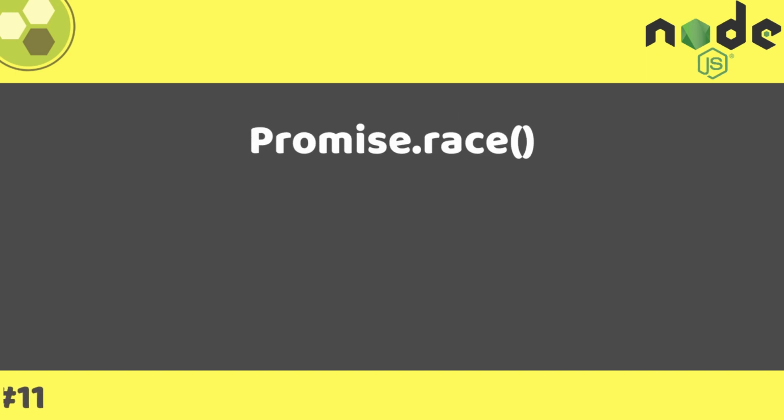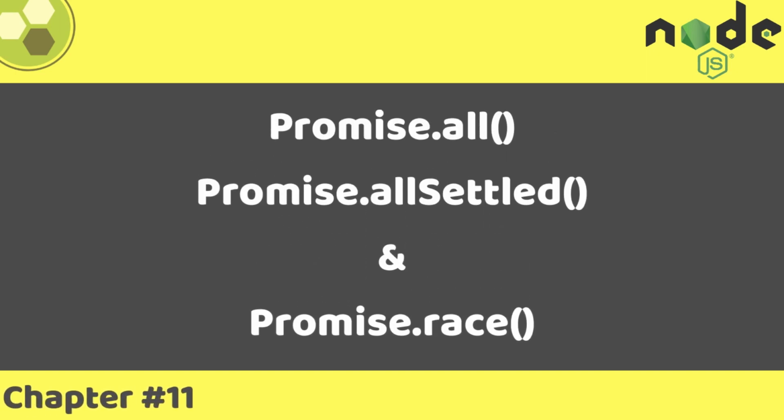In this section, we are going to learn about a few other methods used with promise objects. When I say other methods, it means we have already seen the resolve and reject methods. The other methods we are discussing in this section are promise.all, promise.allSettled, and promise.race.